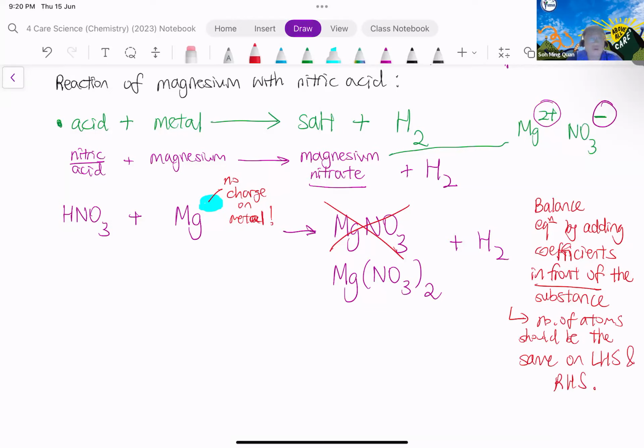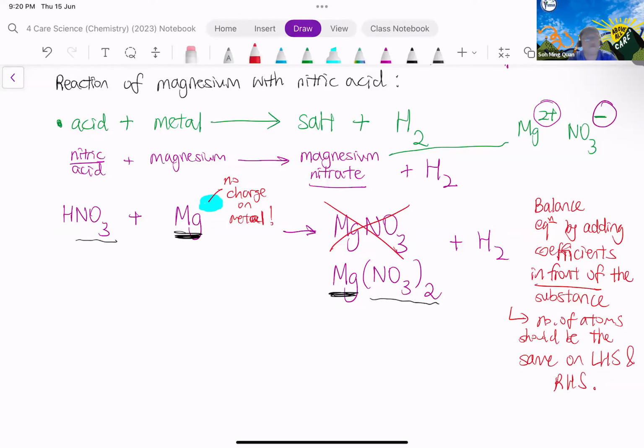Okay, so let's see what's not the same. We will start by counting the metal. Always start by counting metal. 1 magnesium, 1 magnesium. Magnesium is okay. What's not okay? Nitrate. So we can treat the NO3 as 1 unit, 1 block. On the left, you have 1 nitrate. On the right, you got 2 nitrates. Clearly not right. I must ensure the nitrate is the same on both sides.